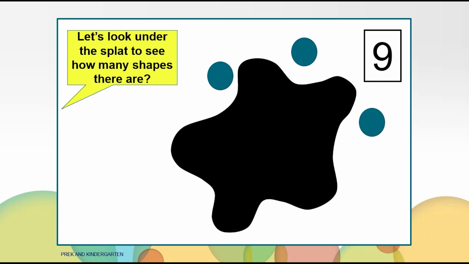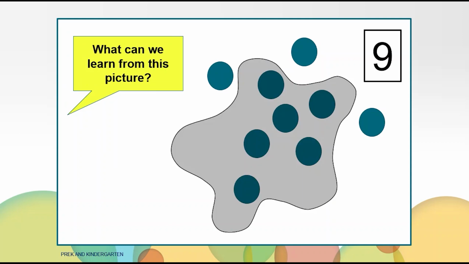Let's look under the splat to see how many shapes are there. There were 6 blue shapes under the splat. What can we learn from this picture? There are many ways to make 9.